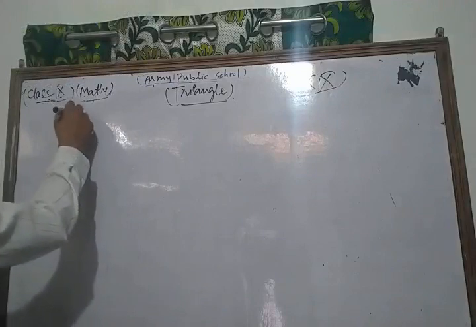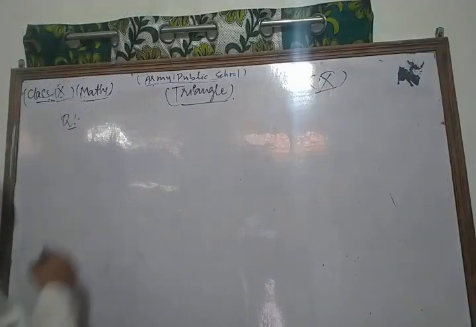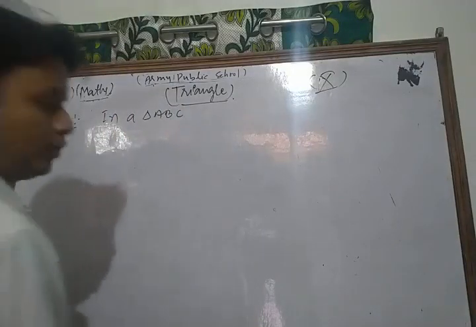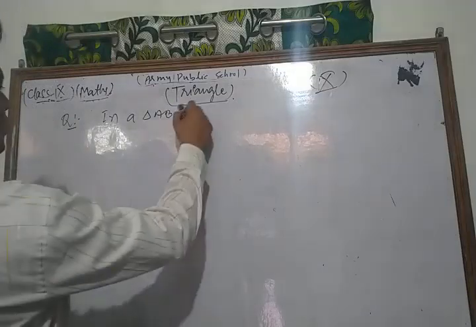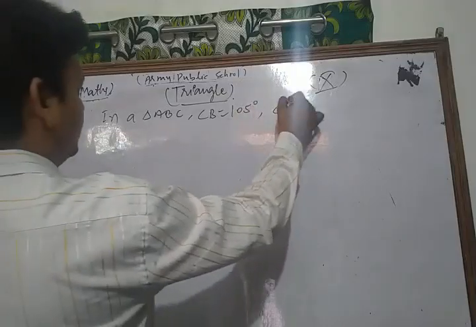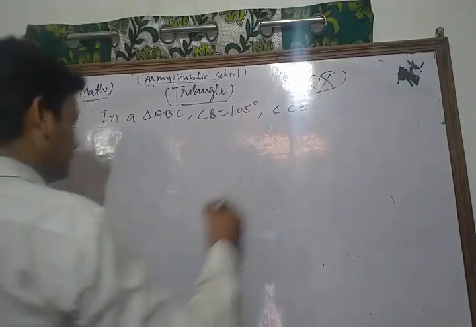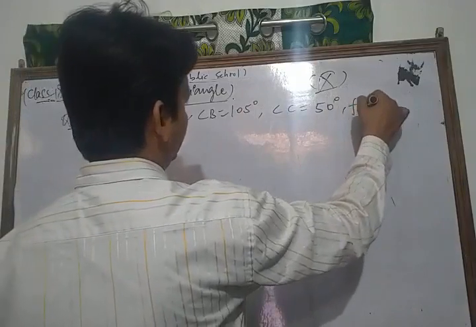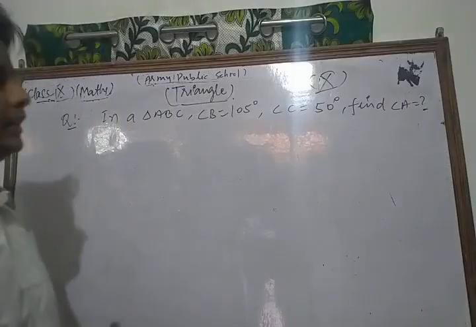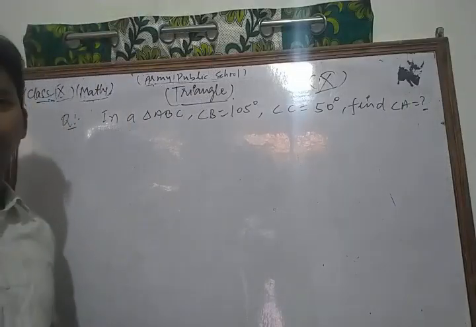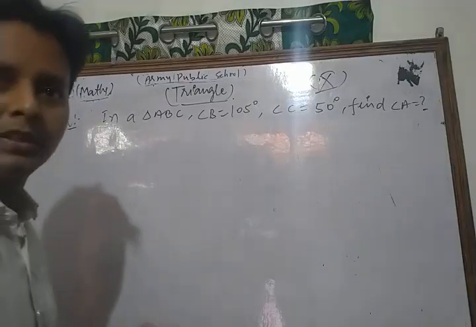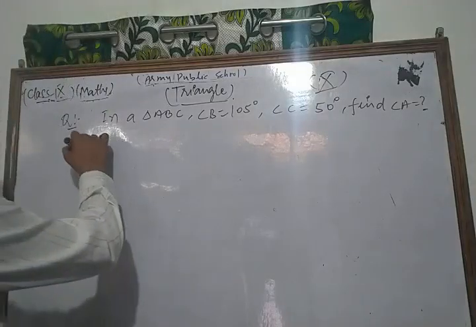Now the question is: in a triangle ABC, angle B is equal to 105 degrees, angle C is equal to 50 degrees. Find angle A. This is a very important, very easy question based on the angle sum property of the triangle. Now let's see its solution.